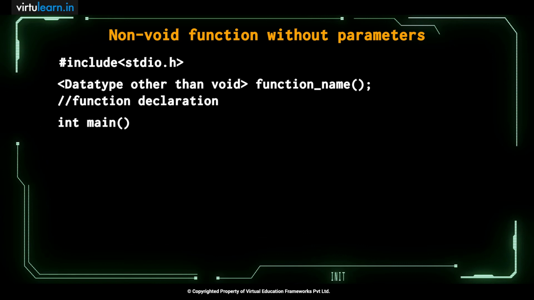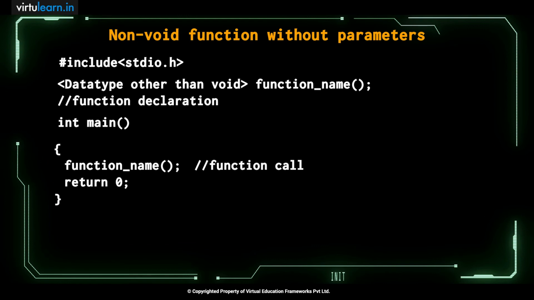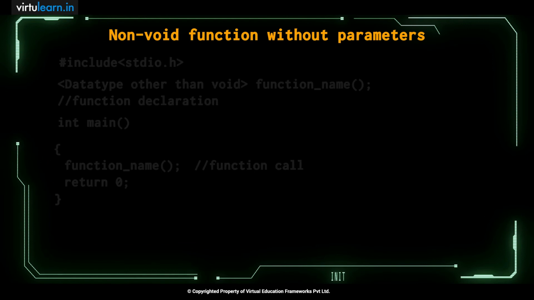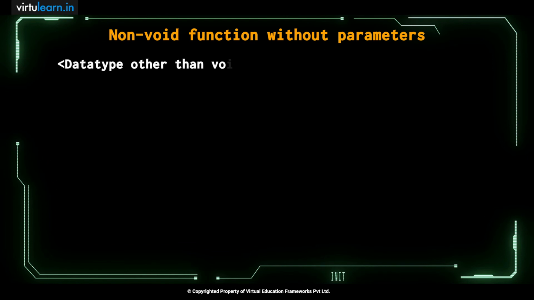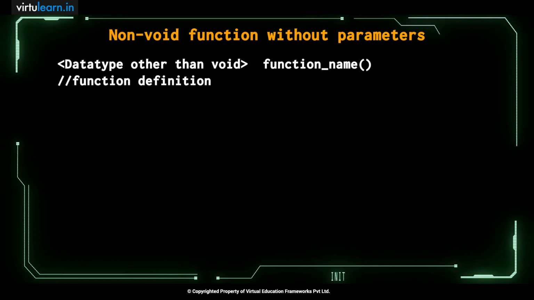Next, int main. Within this we write the function name as we need to call the function, then return 0, and close the main function. Coming to the function definition, that is data type other than void. Whatever return type we use for function declaration and function definition, they both need to be the same. Function name should be the same for all the 3. Whereas the arguments, we are not passing anything here. We need not pass any arguments for the function definition, and we need to write the body of the function. So this is the signature for writing non-void function without parameters.